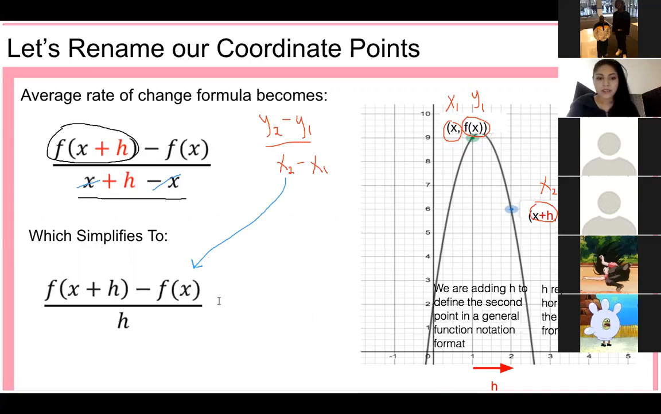And again, let me write this out. This is the average rate of change formula, aka slope. And then I'll write one more slide, and then we're going to have our Google form.